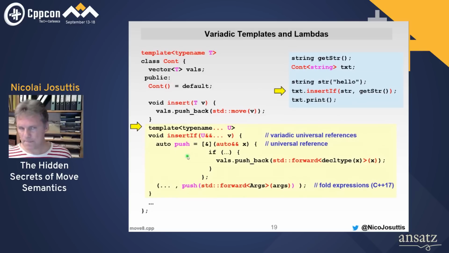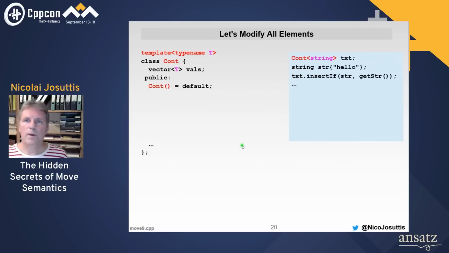And in fact, this lambda is a shortcut for a class that is defined for you, where the function call operator takes a universal reference as a parameter. But we might also need auto&& for other stuff. And here's a maybe pretty surprising example.